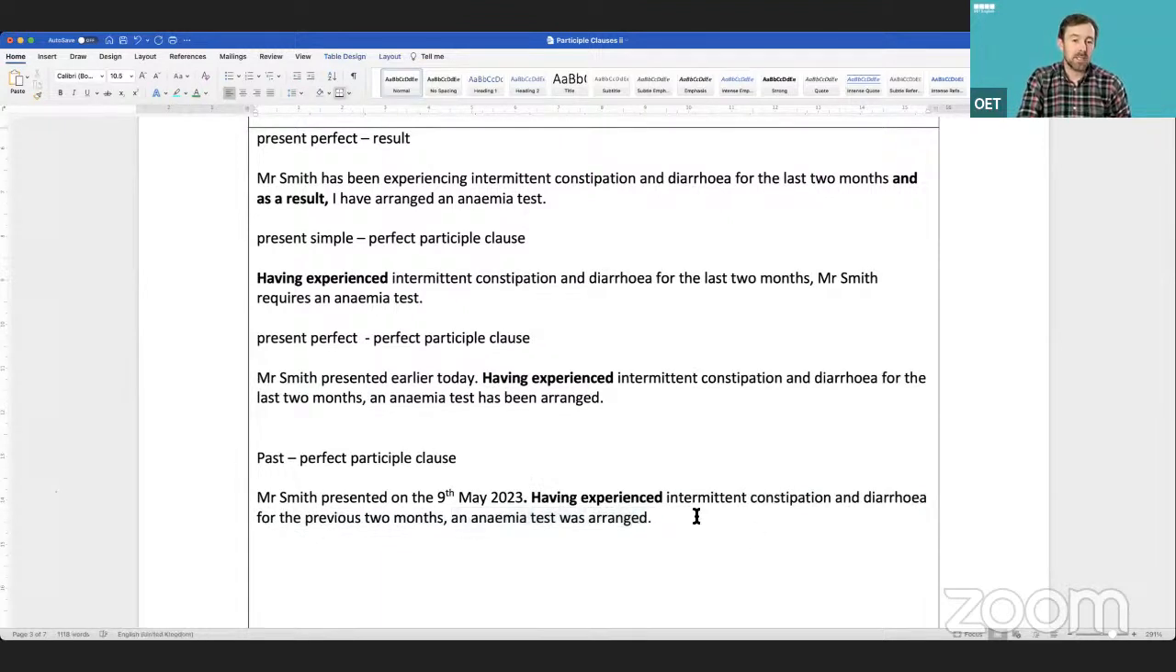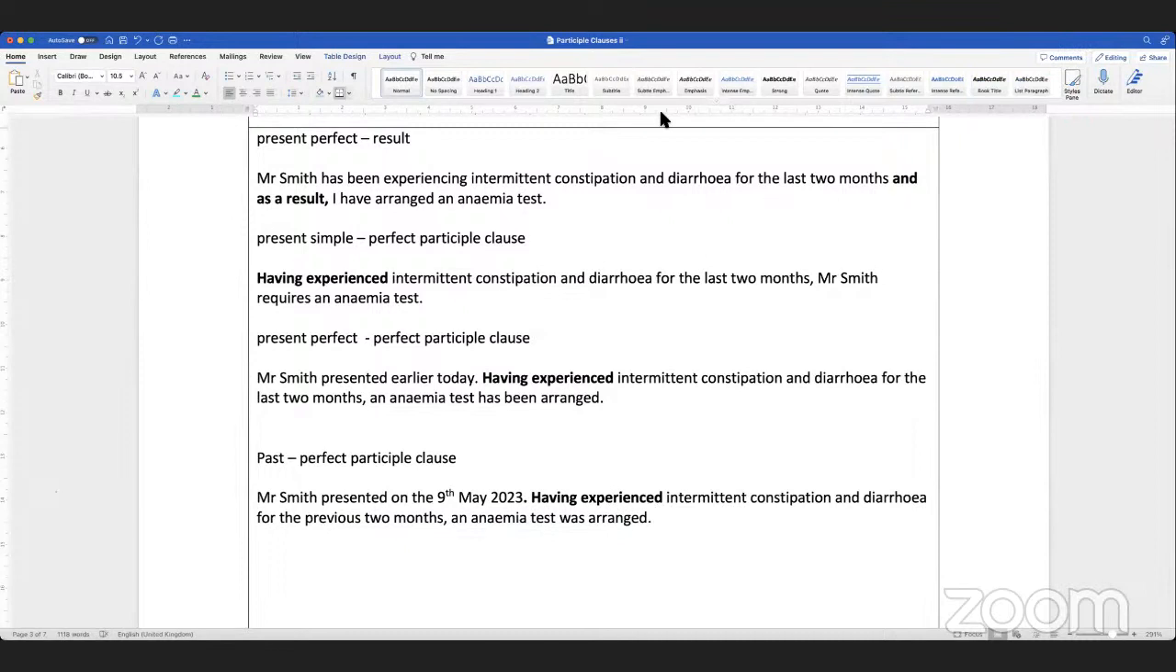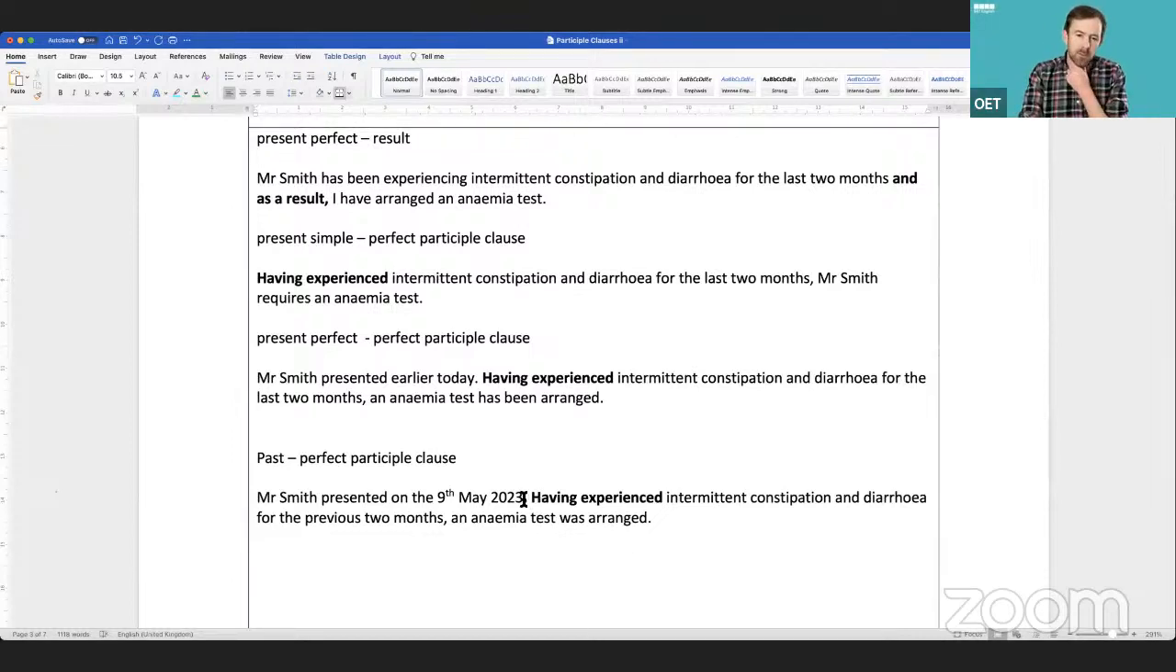Should we put a comma after the date and continue that as one sentence, or should it be two sentences? No, two sentences. Now, what you could put is like this: on. Now you've started with a time phrase, haven't you? Here, this is a full verb clause. On the 9th of May, 2023, having experienced, that would work.